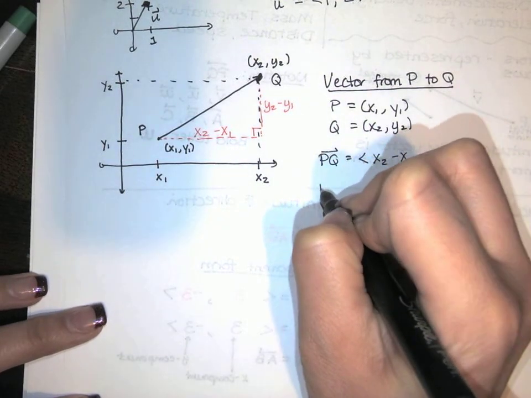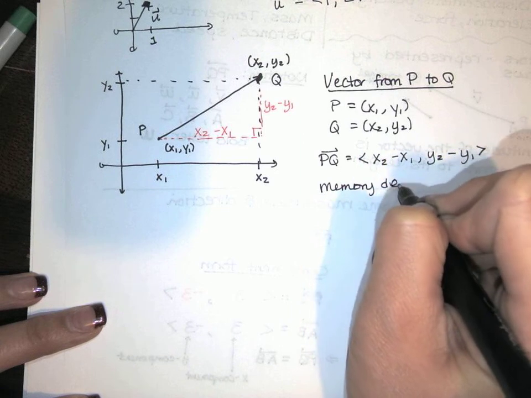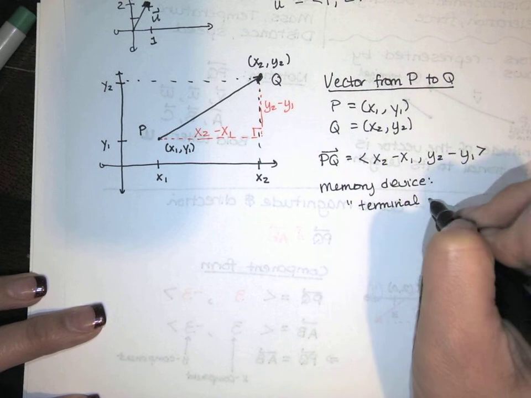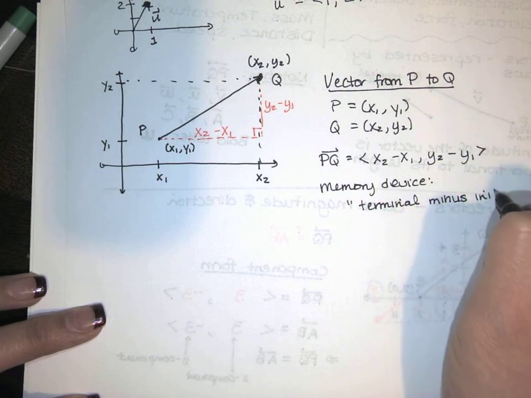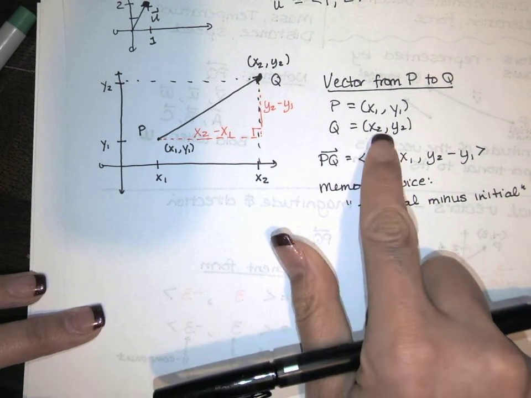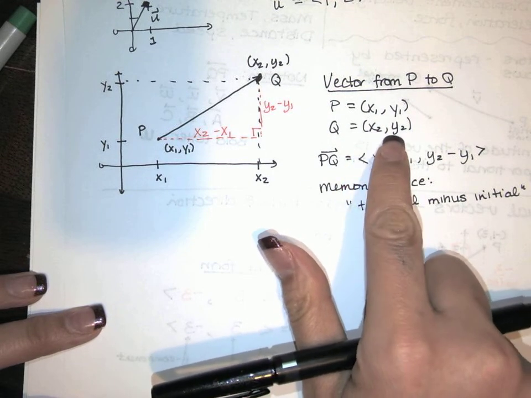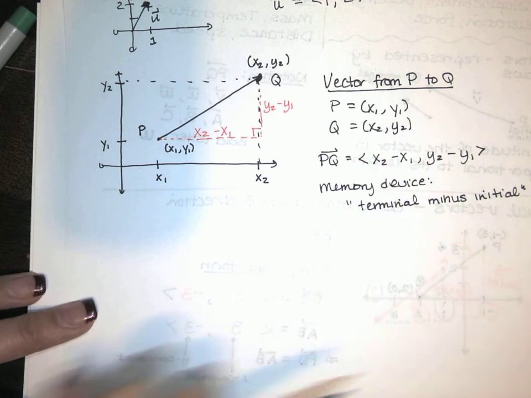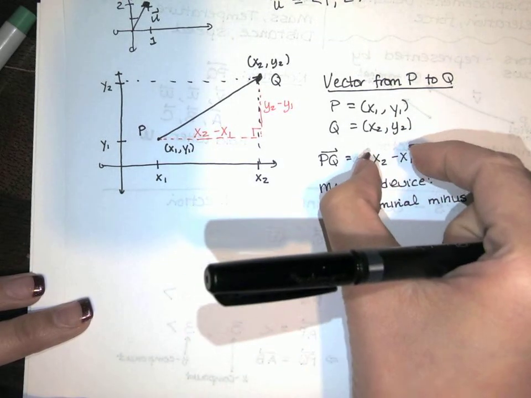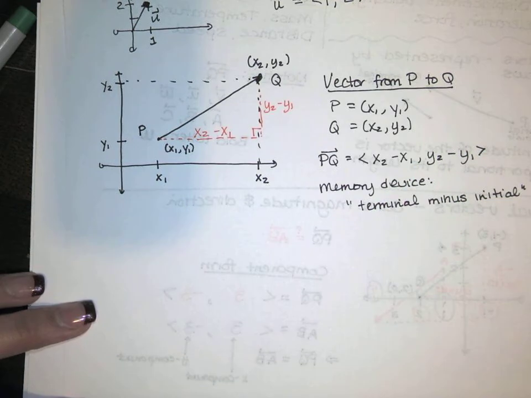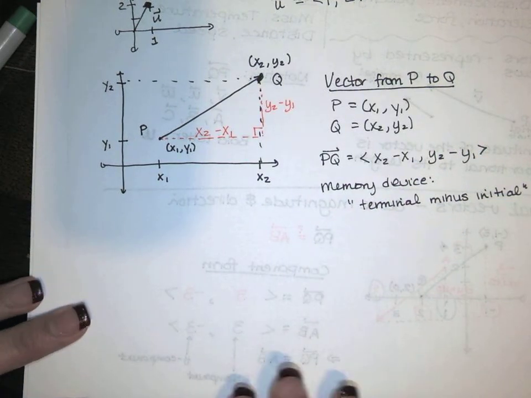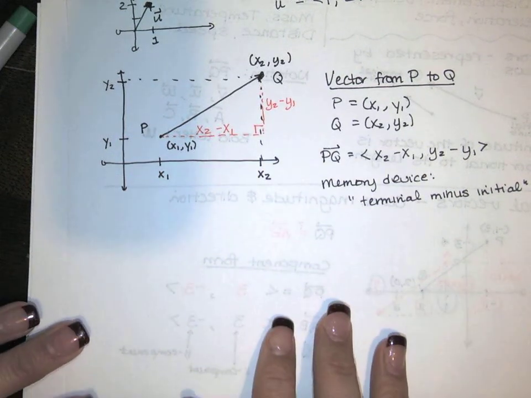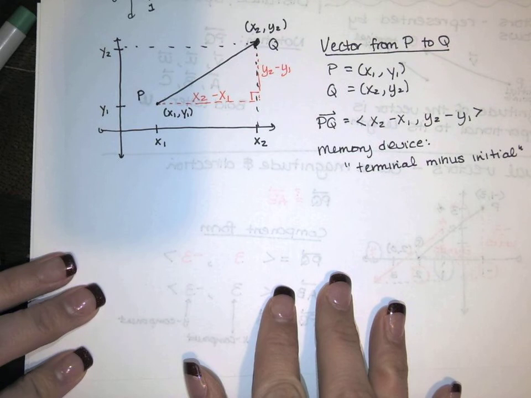Now, just as a mnemonic device, a memory device, a lot of students say we're doing terminal minus initial. Basically, you're taking the coordinates of Q, the x2 and the y2, and you're subtracting the coordinates of P, coordinate by coordinate. And then you're making those differences the components of the vector PQ. Okay.